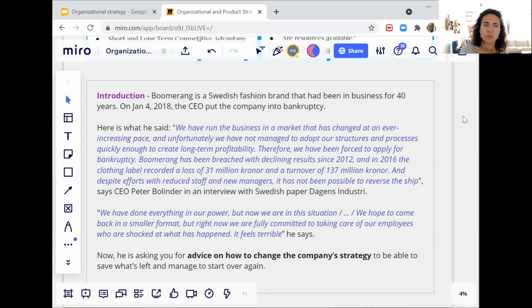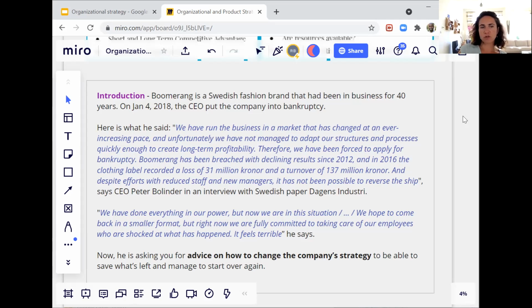Despite the efforts, they reduced the staff and brought in new managers, but it was not possible to save the ship anymore. So the CEO says that they had done everything since 2012, but in the current situation, they are fully committed to taking care of their employees, who are shocked, of course, because of this bankruptcy, and it feels terrible for him and for the leadership team.